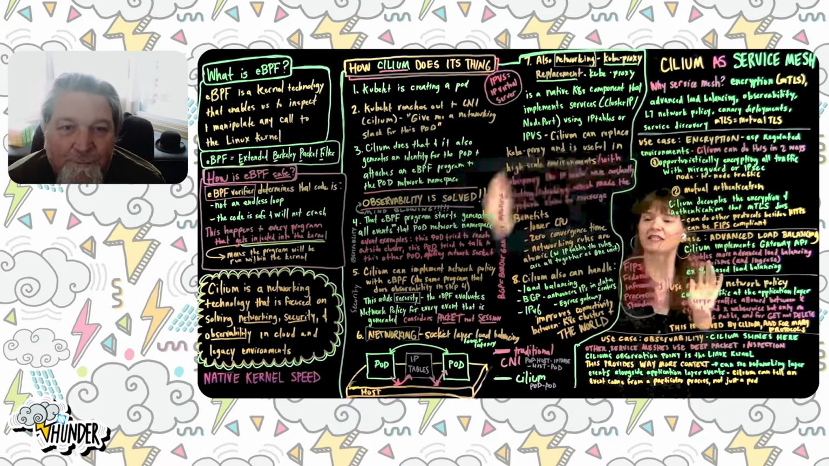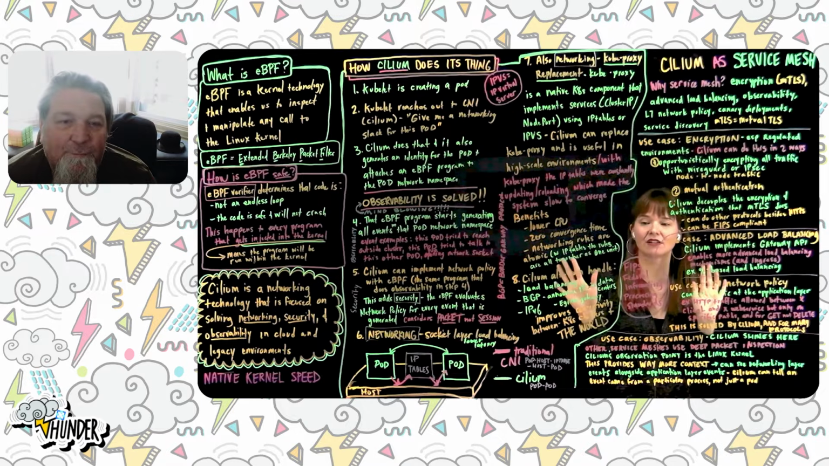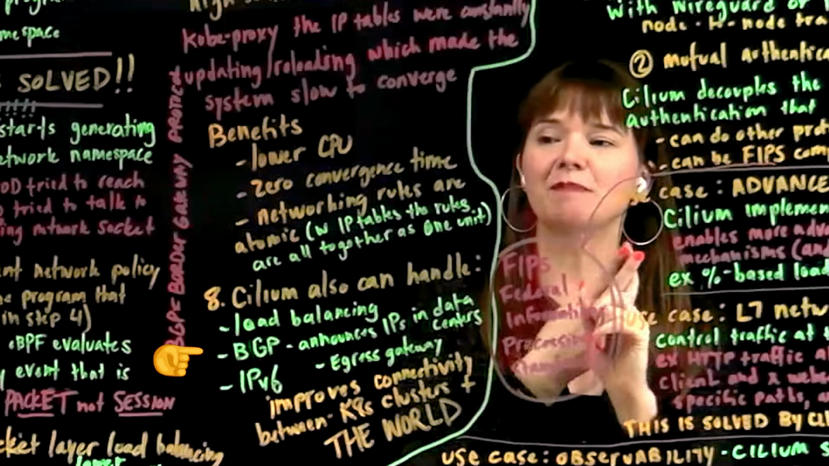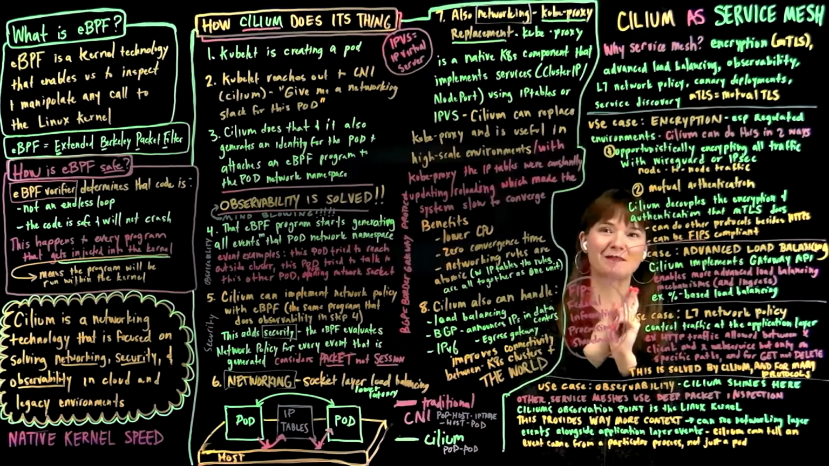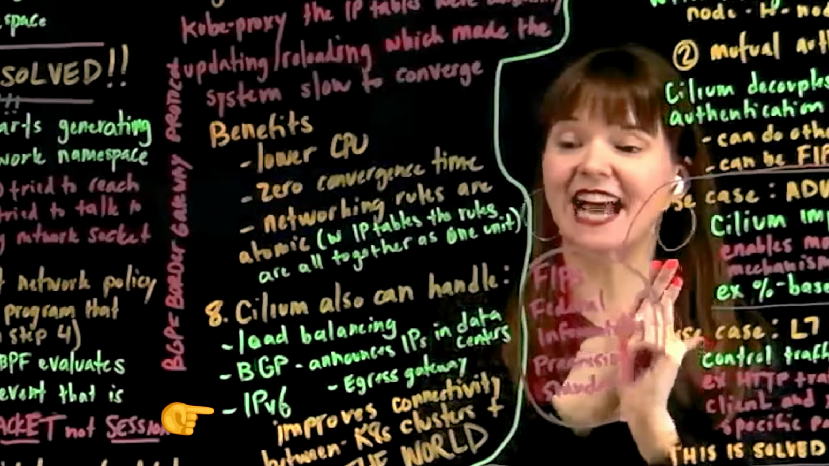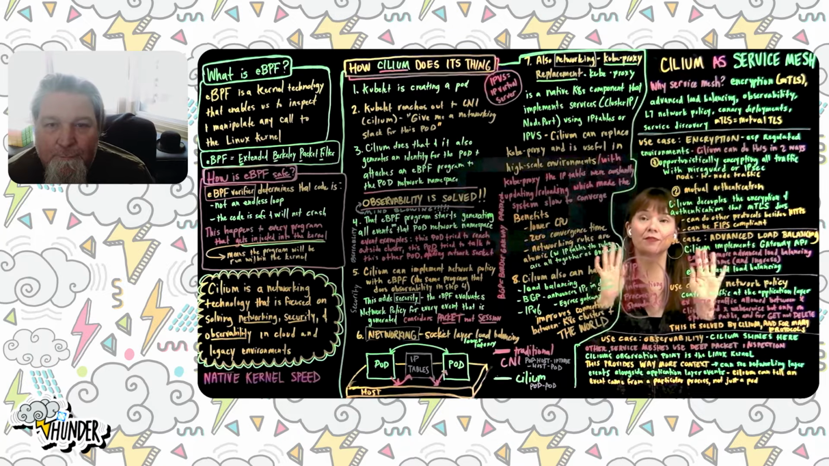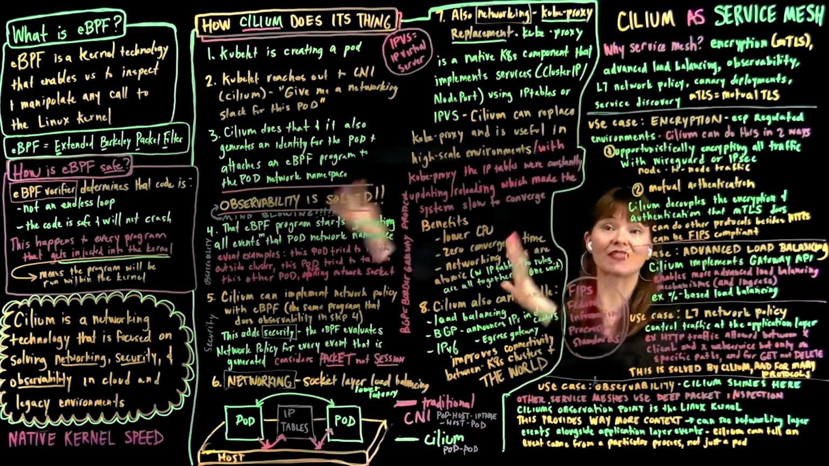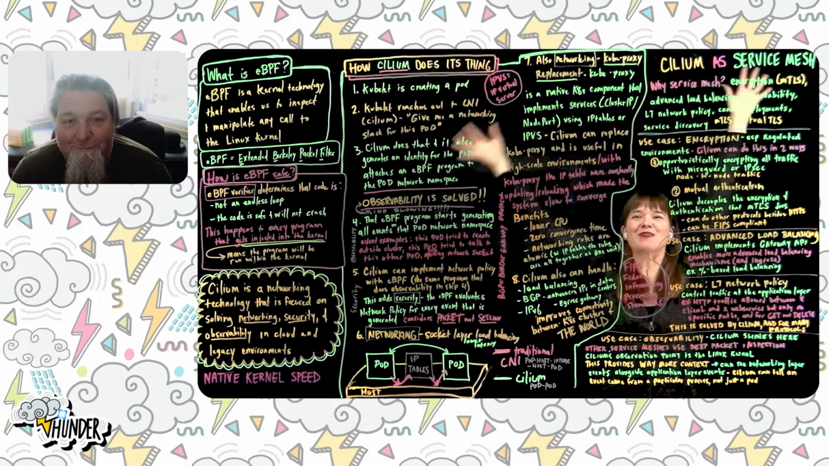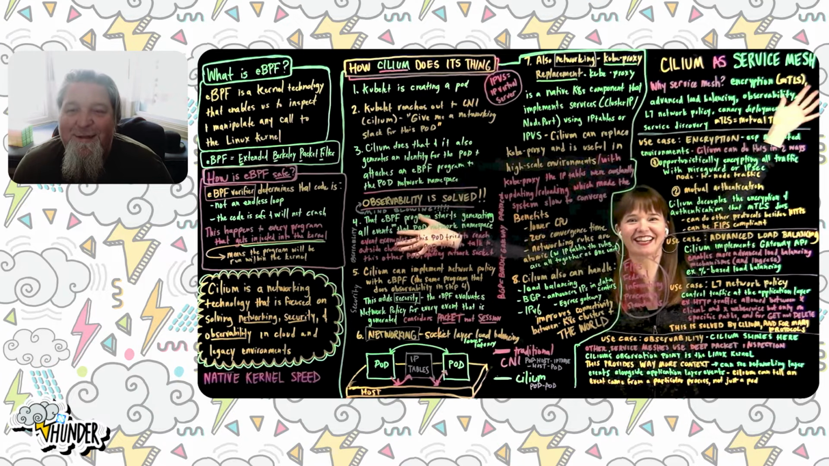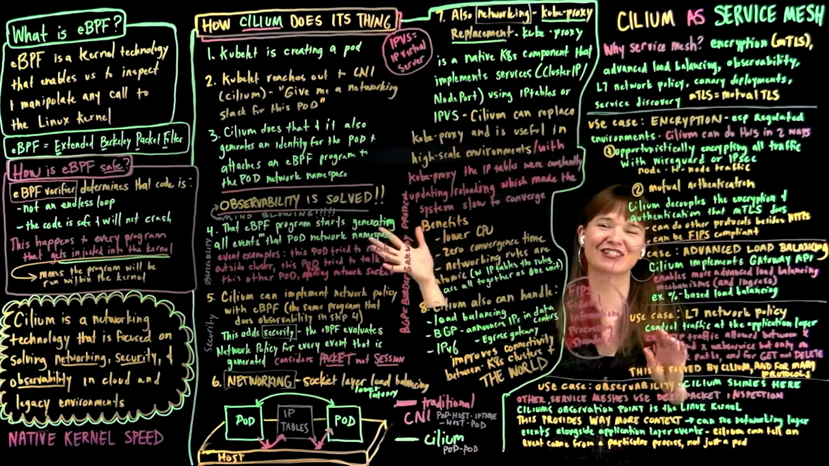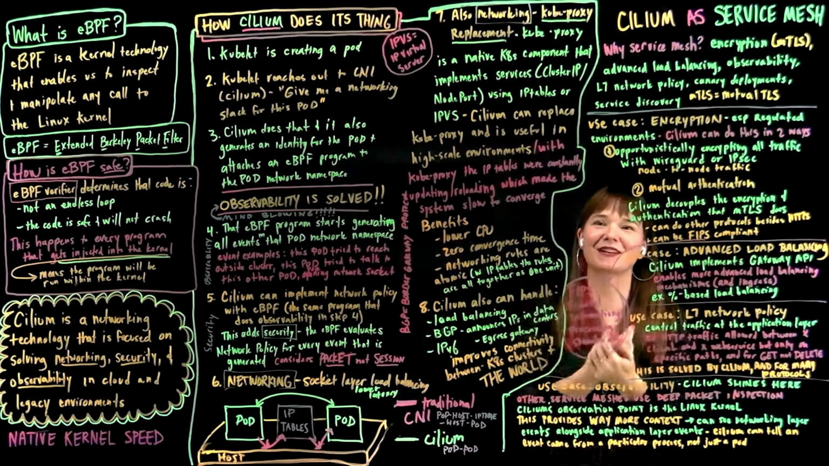And then finally, we talked about how Cilium can also handle load balancing, BGP, which stands for Border Gateway Protocol, IPv6 addresses, egress gateways, and overall, it just improves connectivity, not only within the Kubernetes cluster, but the world. Improves connectivity. Exactly. So other infrastructure too, that's not necessarily Kubernetes specific.